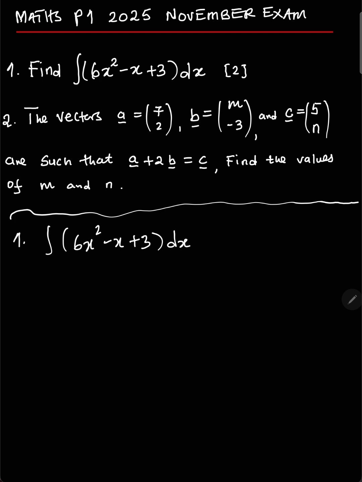So let's use the power rule. For 6x squared, you increase the power by 1, so you're going to have 2 plus 1 like that. Then divide this by 2 plus 1. Then what you want to remember here is that if we just write x like that, the power is 1. So we're going to have minus x there, but the power is 1. But what are we supposed to do? We need to increase the power by 1. Then we divide by the same new power.